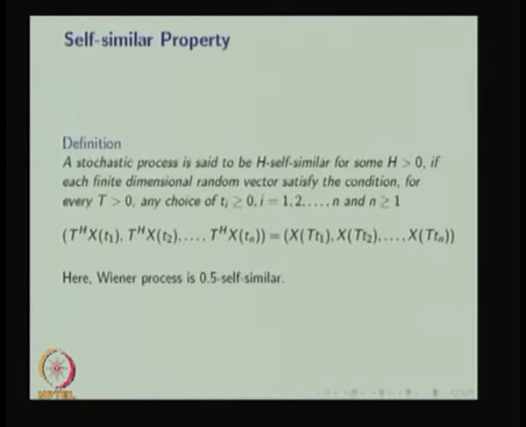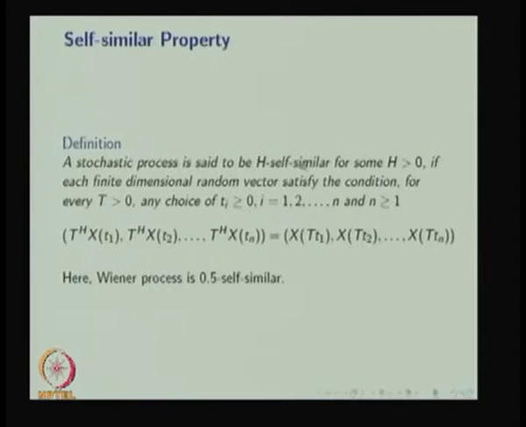The next property is a self-similarity property. Let me give the definition of self-similarity. Then we conclude the linear process is 1/2 self-similar. What is the definition of self-similar?